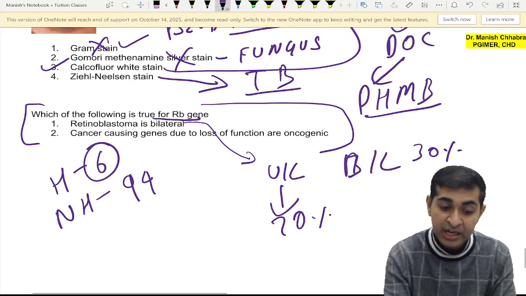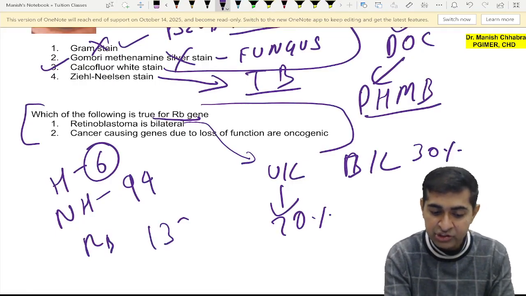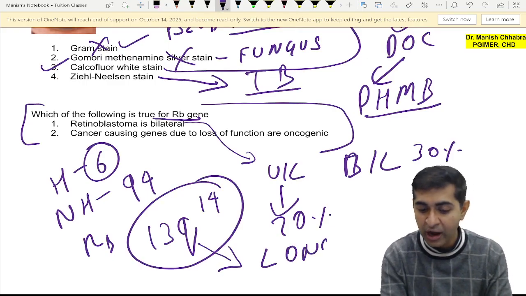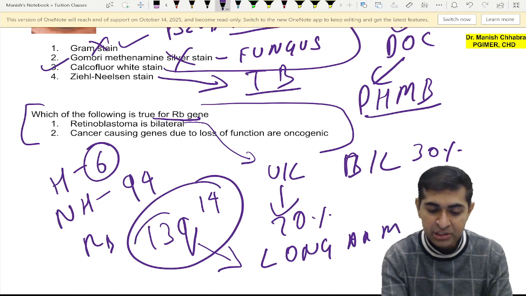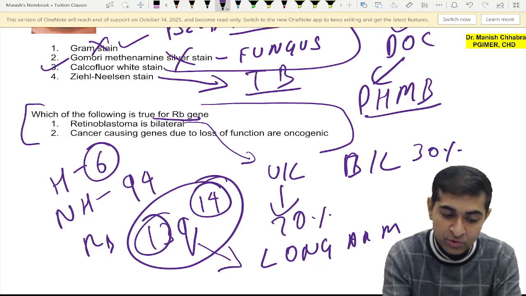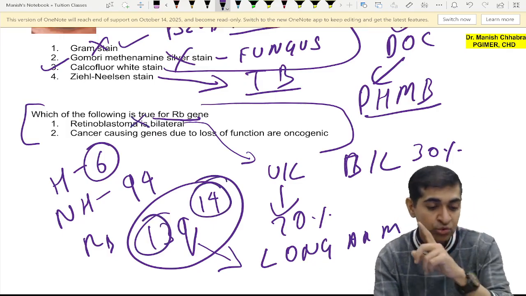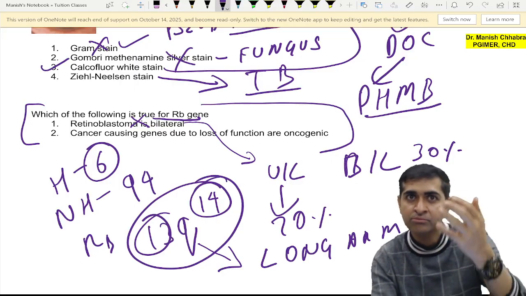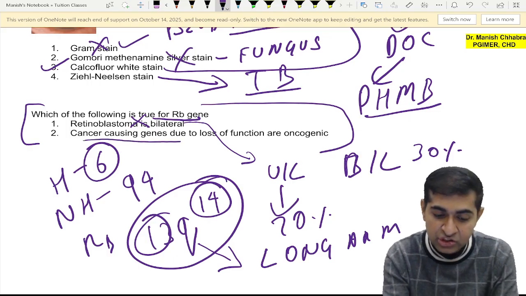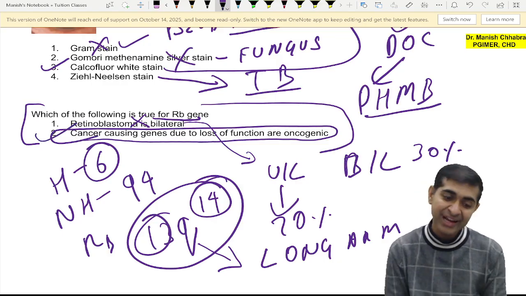That is very important. And there is one gene which is the RB gene which is present on 13q14. So q is long arm and 13 means chromosome 13, 14 means band 14, right? So retinoblastoma is bilateral, eliminated. I am not sure of the remaining two options which I could not get from the students, but cancer causing gene due to loss of function are oncogenic. That is the correct option.